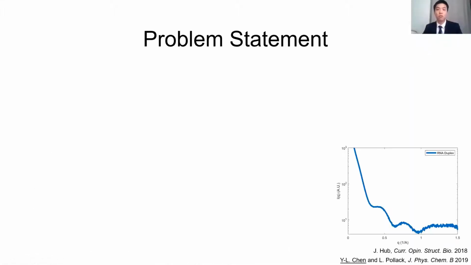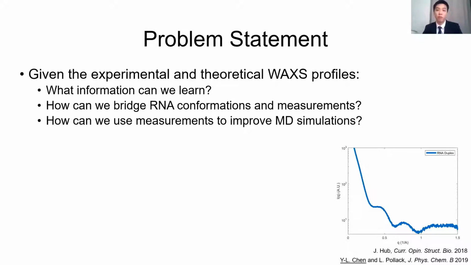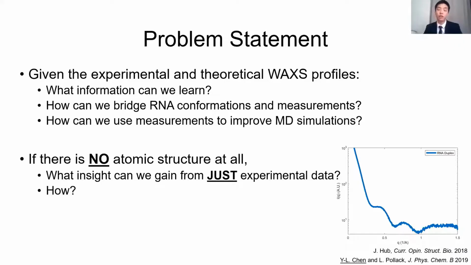I mentioned that the WAXS profile contains structural information, which is mapped to a one-dimensional profile in a nonlinear way via the Debye formula. Different from SAXS, there's no single parameter we can derive directly from the WAXS profile, and there's no method to interpret the data at all. So we need the help from atomic structures. With atomic structures, we can forward compute the theoretical WAXS profile. With theoretical and experimental WAXS profiles, we want to know what kind of information we can learn. We also want to know how we can bridge RNA conformations with experimental WAXS measurement. And finally, we want to improve the MD simulations using the experimental WAXS profile.